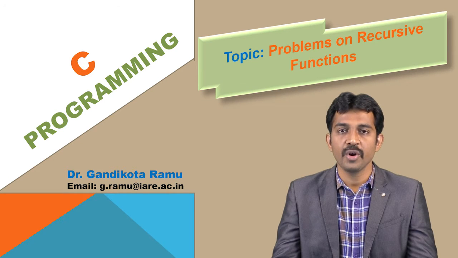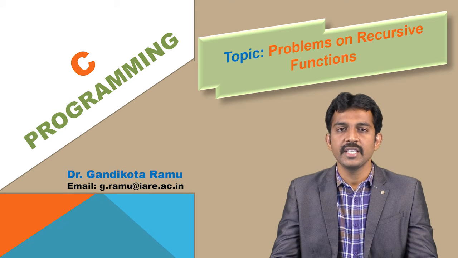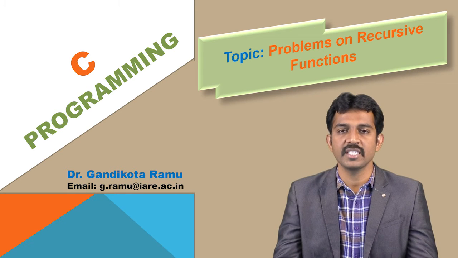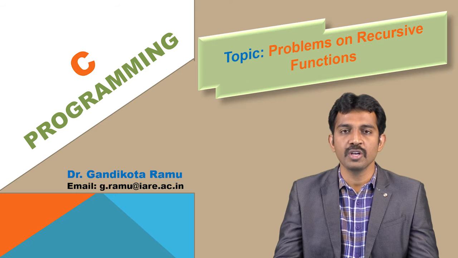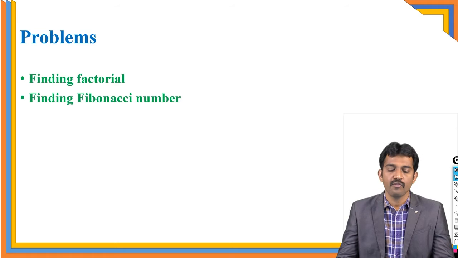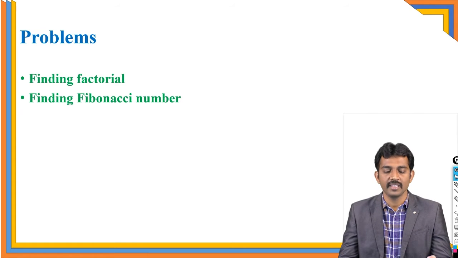In today's class, we are going to concentrate on recursive functions. A function that calls itself is called recursive. Today we are going to solve two things. First is finding a factorial, and finding the nth Fibonacci number using recursion. Recursion means a function calls itself.